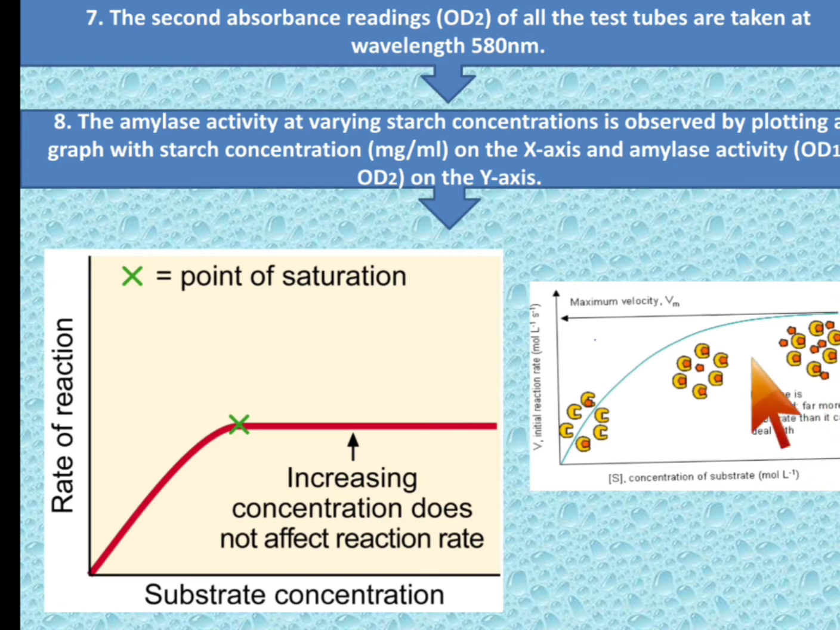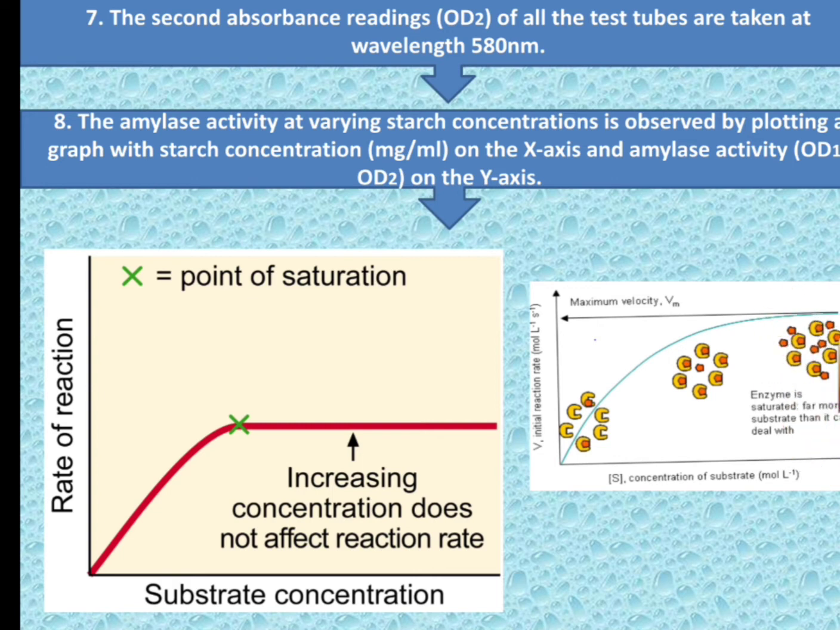It is saturated by more substrate than it can deal with. As you can see here, the enzyme is saturated with far more substrate than it can deal with. So although you add more and more substrate, a point will come where the enzyme will be saturated and the reaction will just take place at a constant rate.